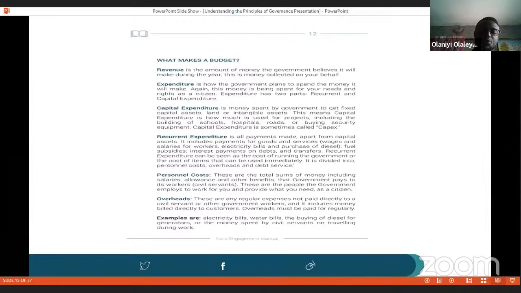The next one is personnel costs. Personnel costs and overhead costs, they are both under the recurrent expenditure. Personnel costs is for allowances, benefits, workers, civil servants, and all of that, while overhead costs is expenses not paid directly to civil servants. Overhead costs are money, maybe they are buying files, tables, desks, computers, and all of that in government offices.